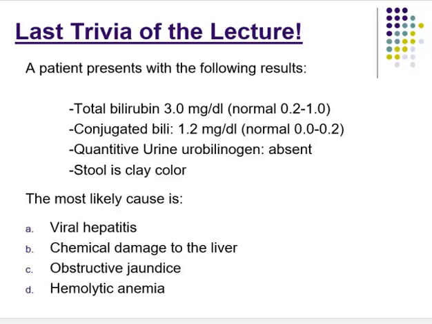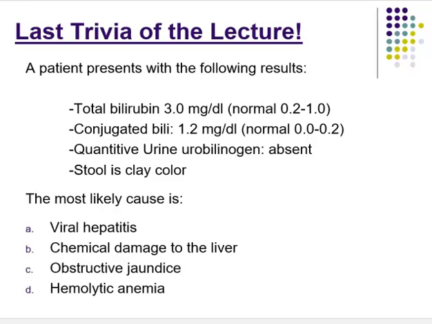So here's our last trivia question for this lecture, and this is going to go back and cover all the information we've covered in part 1, part 2, and part 3. The patient presents with the following results. You have a total bilirubin of 3, a conjugated bilirubin of 1.2, a quantitative urine urobilinogen that is absent, and you have a patient whose stool color is clay color. What is most likely the cause of these results?